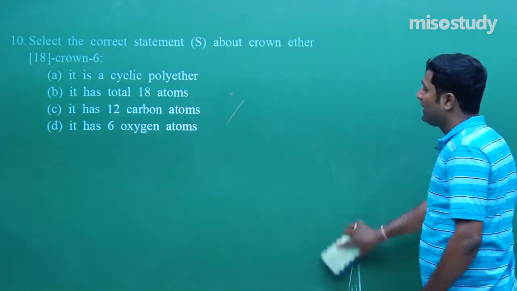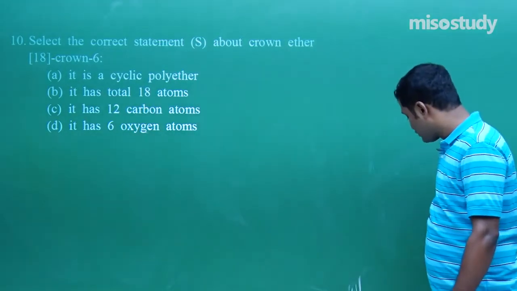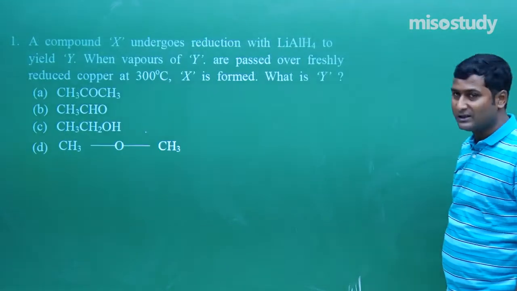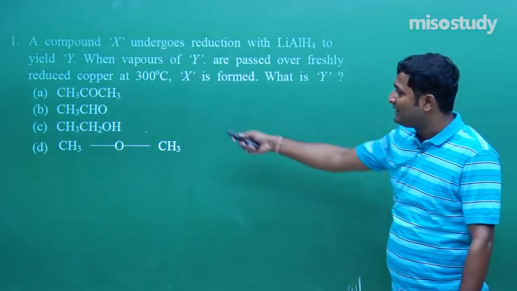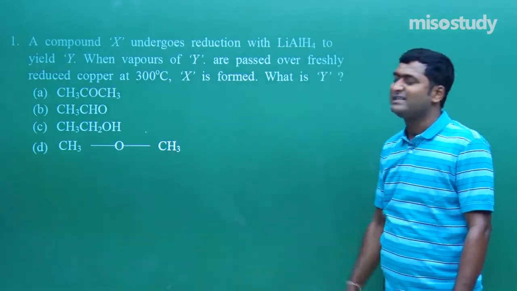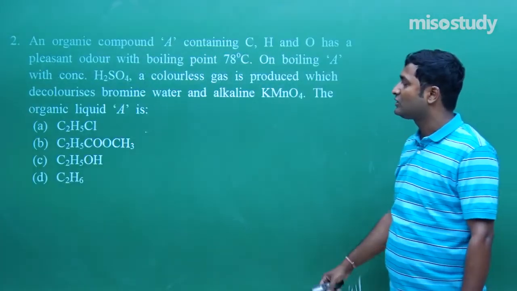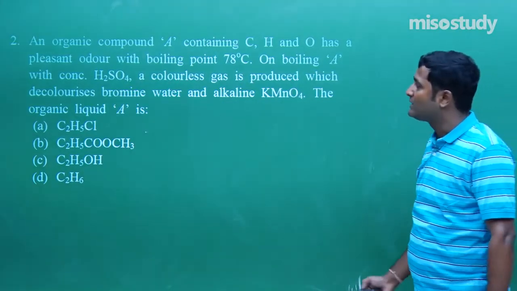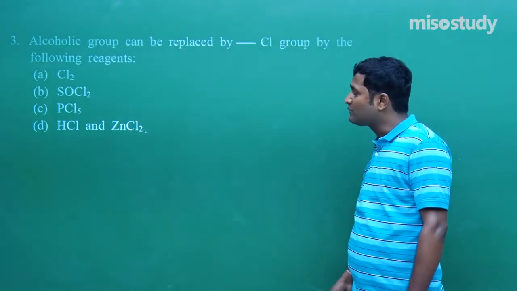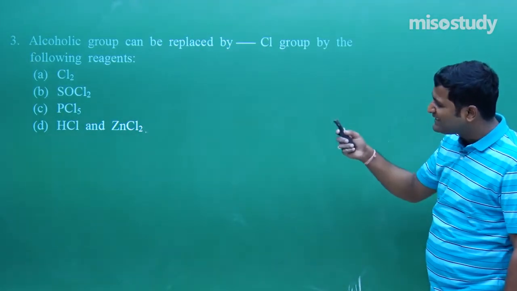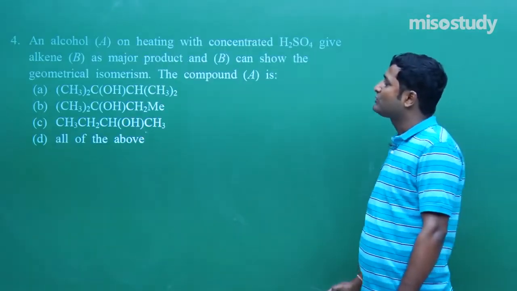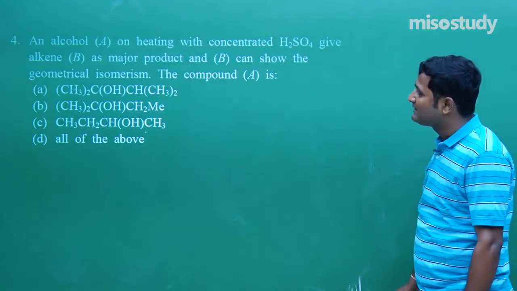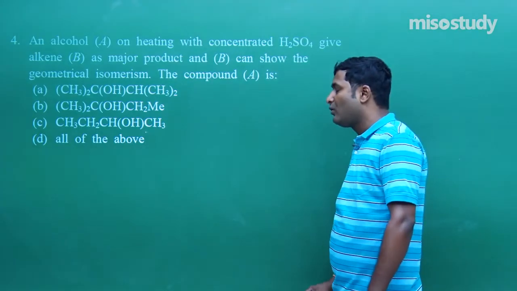I think now, friend, you can easily solve such kind of questions. So we'll revise the things again. Look at now, for question number 1, what is the correct option? Sir, it's very simple. The option is C, CH3CH2OH. For question number 2, what is the correct option? Sir, the correct option is C, C2H5OH. For question number 3, what is the correct option? Sir, B, C and D. Clear? For question number 4, what is the correct option? Sir, that is C, CH3CH2CHOHCH3.